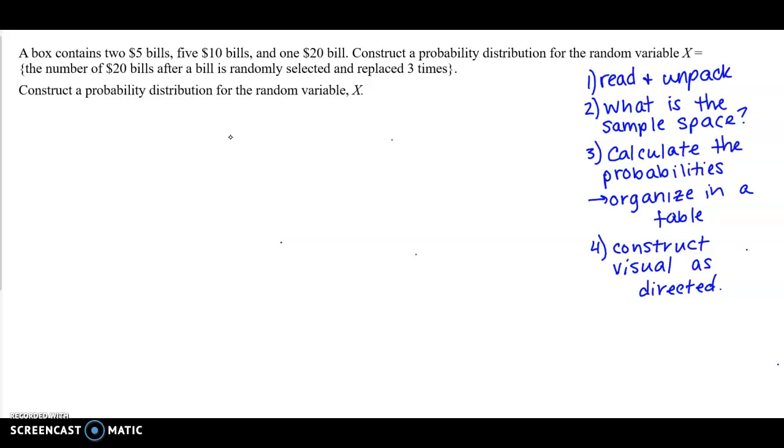A box contains two $5 bills, five $10 bills, and one $20 bill. Construct a probability distribution for the random variable x, such that x is the number of $20 bills after a bill is randomly selected and replaced 3 times. Okay, so this doesn't necessarily help us. These are independent events. It's not like choosing one bill eliminates the rest of the possibilities for all the bills. So we just want to be really careful about this.